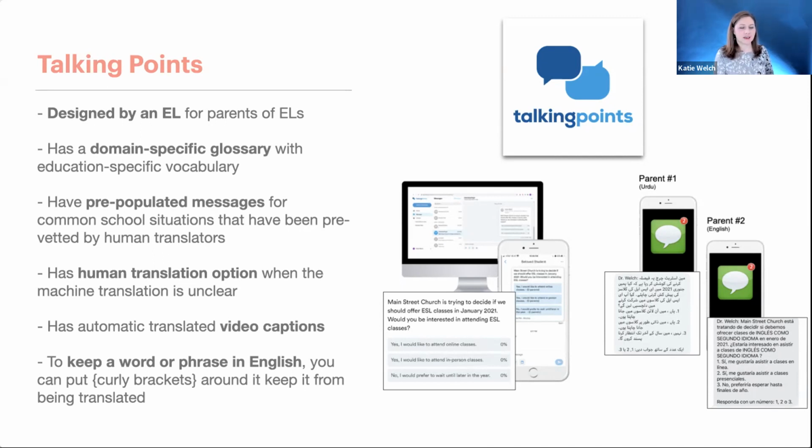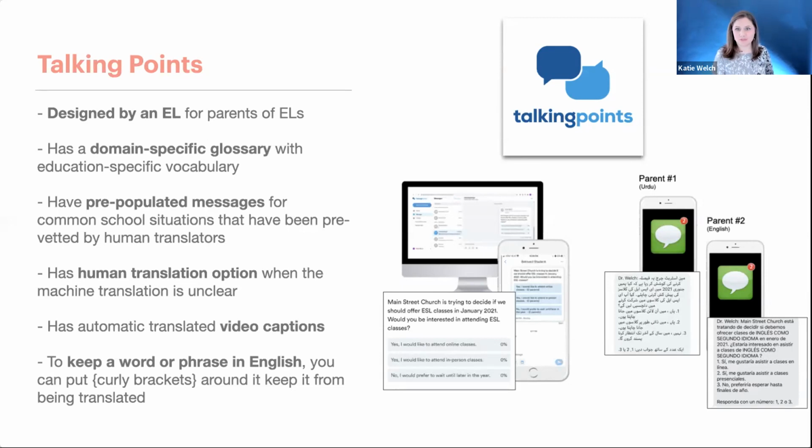Talking points can accommodate a large number of languages. Like it was in the 80s, I think, of number of languages that you can use. And the way it works is that the teacher sends a message in English from their phone, and parents receive a text message in their language translated.